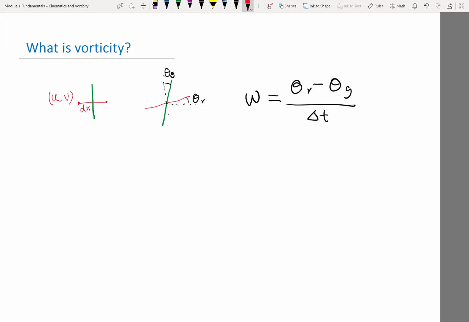And now let's imagine the velocity here is u plus, I'm going to start using partial derivatives, partial u partial x times dx, because it's the flow field at a different location, which has the same y but a different x, right? And v plus partial v partial x times dx. So that is the velocity over here, and that is the velocity over here.